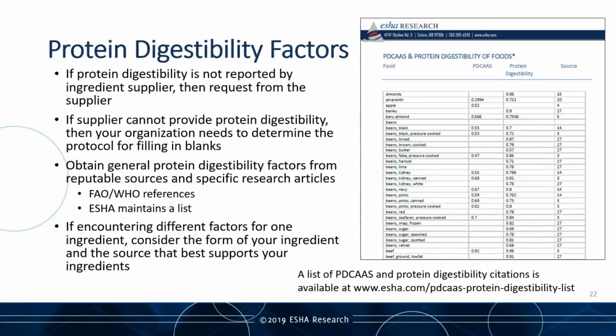And just know that depending on the research cited, we may see different factors reported for the same type of food. So refer to the form of the ingredient that you're using in your formula, like a dry form or a cooked form. And if you see differing protein digestibility references, use the factor that best supports your ingredients.